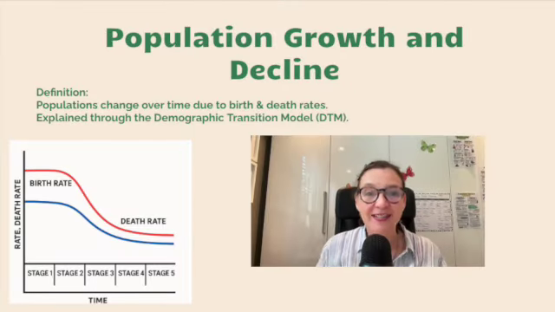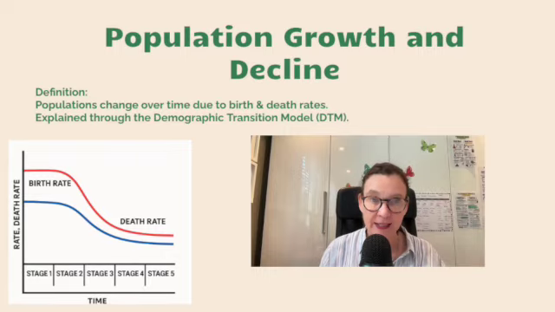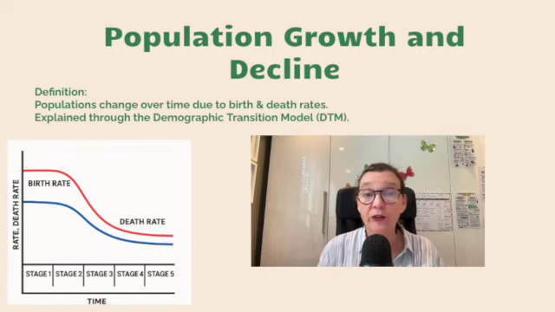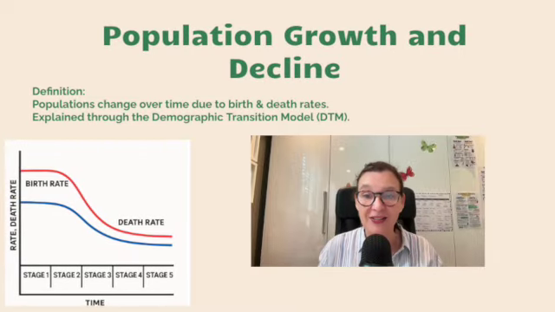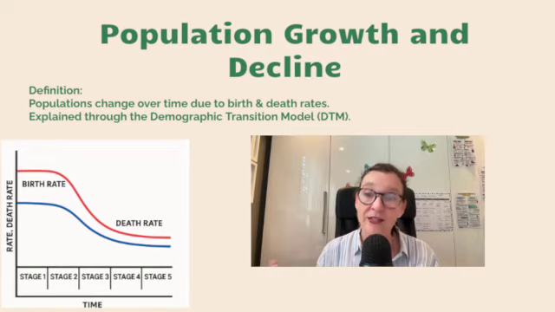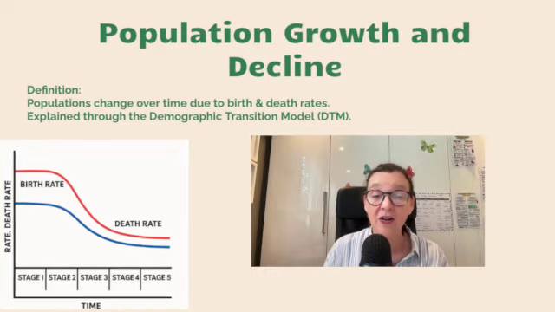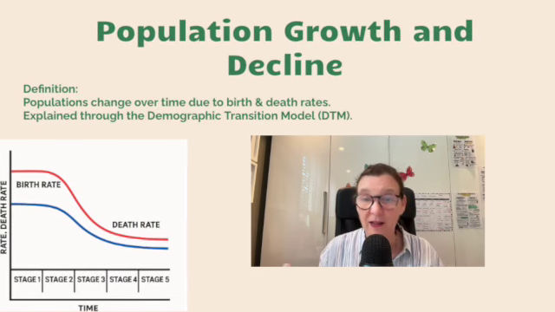So populations never stay the same. They change over time depending on birth rates and death rates. To understand these changes, geographers use the demographic transition model, or the DTM. You're going to hear a lot about this in this unit. This is a 5-stage framework that shows how populations evolve as countries modernize. At the start, in stage 1, both birth and death rates are high, so population growth is basically flat.